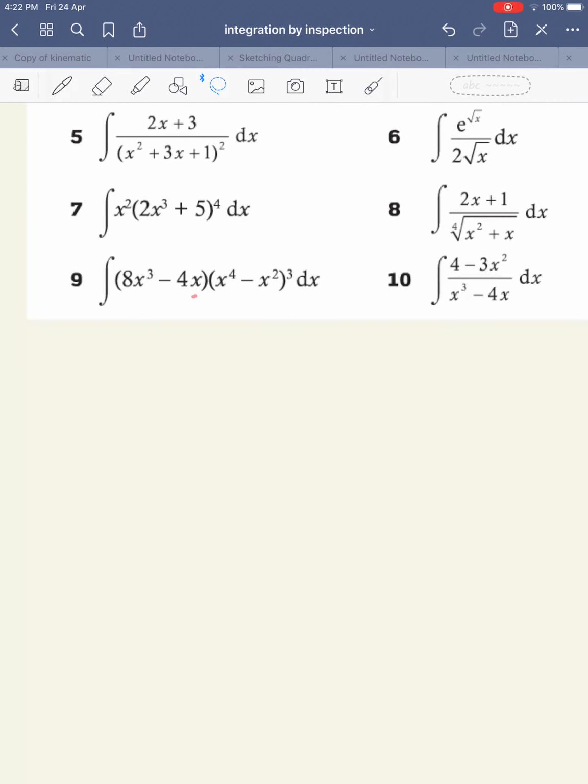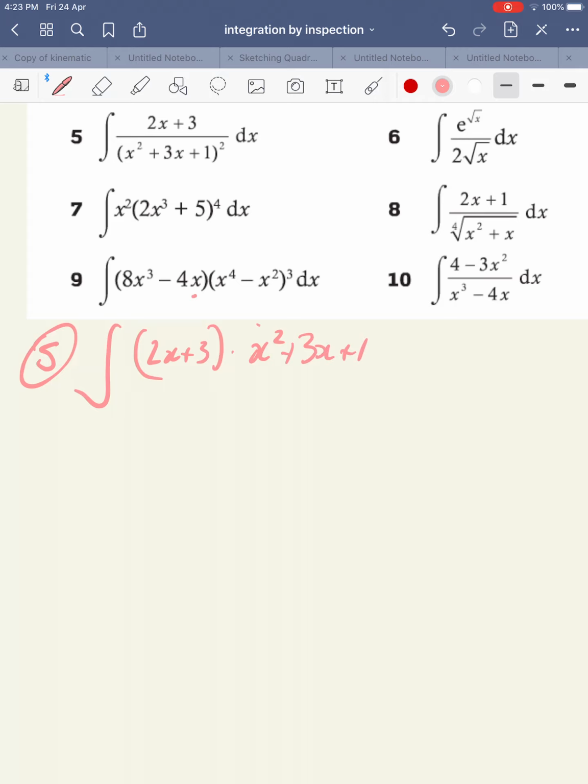Copies them all, that's fine. The last 3 are here. So here we go. I might just take this steady a little bit, just to put one more stepping stone in here. So 5 is the integral of 2x plus 3 times x squared plus 3x plus 1 to the -2 dx. Okay, alright, off we go.